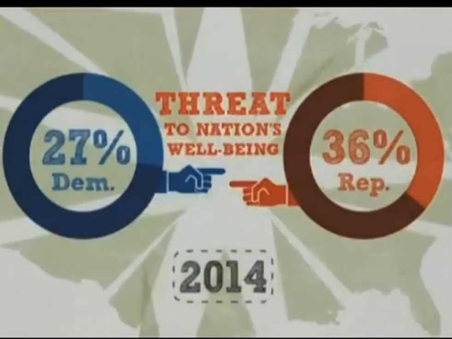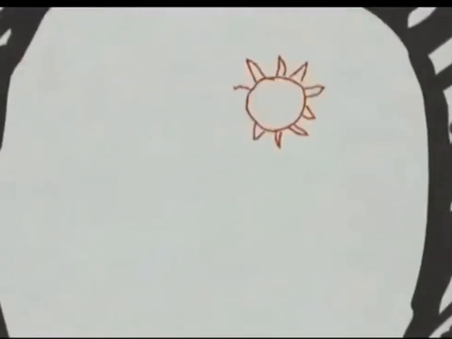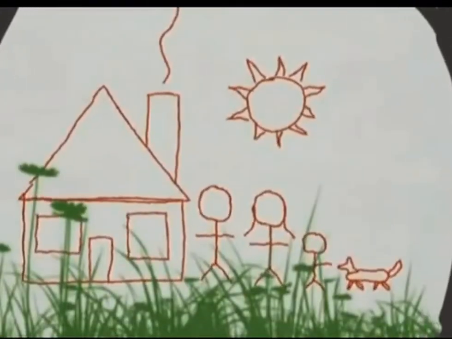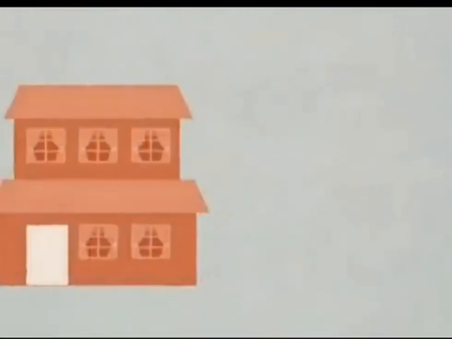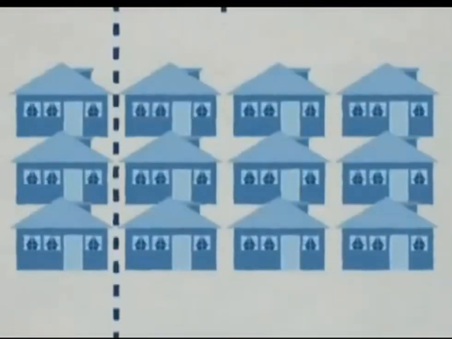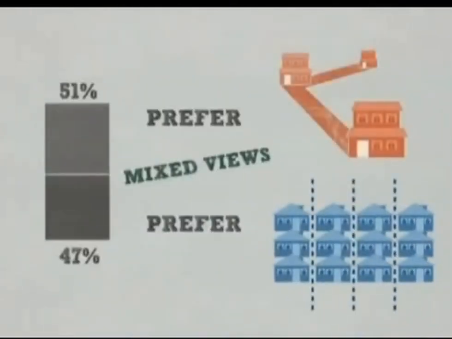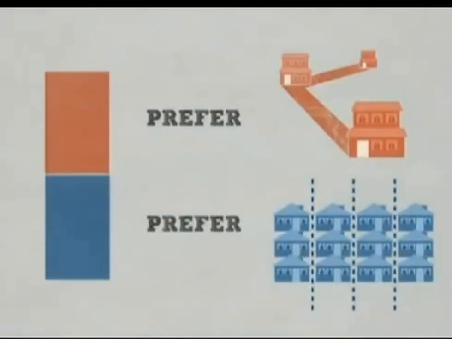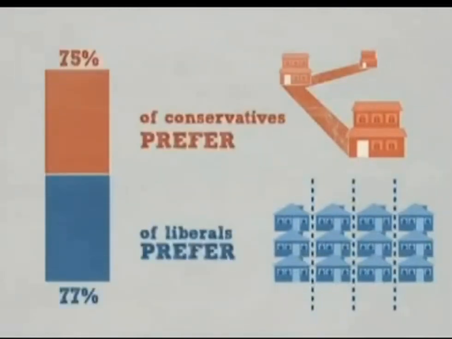What's interesting is that this polarization isn't just about politics, it's about a way of life. Pew Research surveyed people to see if they'd rather live in big houses and a spread-out community, or a place with smaller houses and more walkable. The answers of people with mixed political views were about a 50-50 split. But look at the split in preferences between people Pew Research identified as strong liberals and strong conservatives.